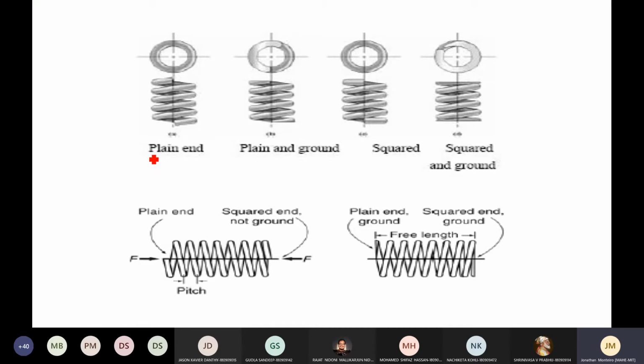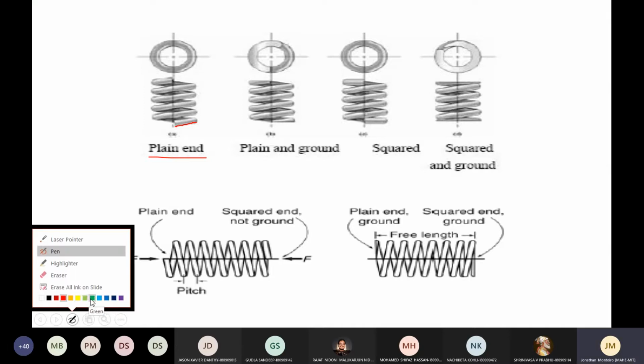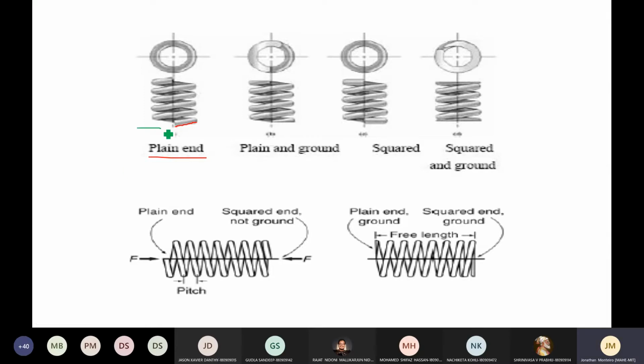Okay, how does it differ? We'll see. In plain end, you see the profile here, it is still slanted. This is the axis, straight vertical down. As a reference, let me put a ground here. This is the flat surface everywhere. Now with respect to the flat surface, as you can see, this is inclined. So such coils are called plain end.